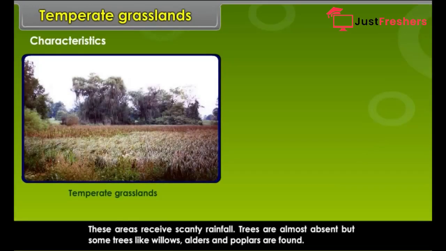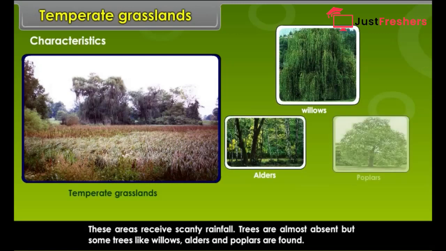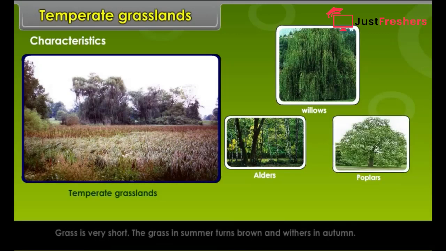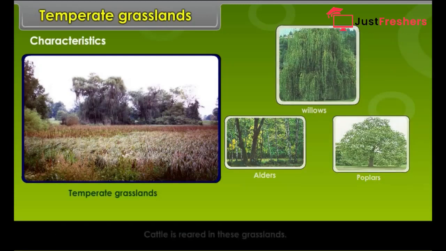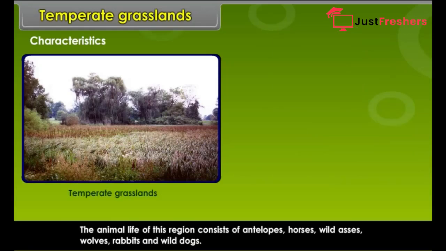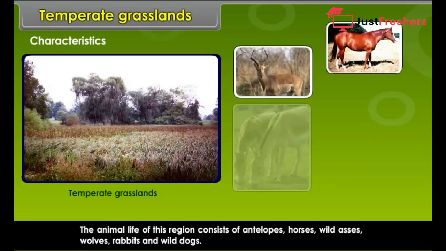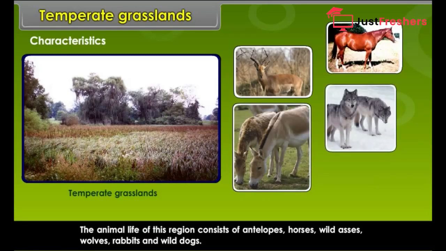Characteristics. These areas receive scanty rainfall. Trees are almost absent, but some trees like willows, alders and poplars are found. Grass is very short. The grass in summer turns brown and withers in autumn. Cattle is reared in these grasslands. The animal life of this region consists of antelopes, horses, wild asses, wolves, rabbits and wild dogs.